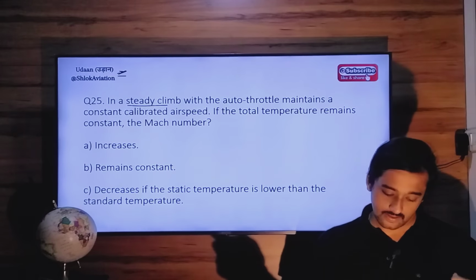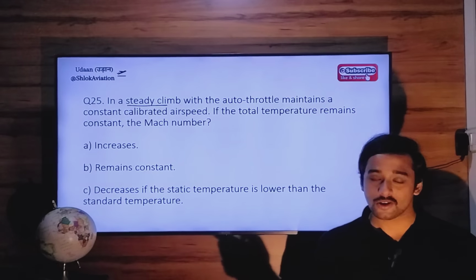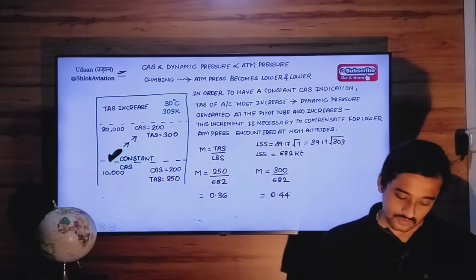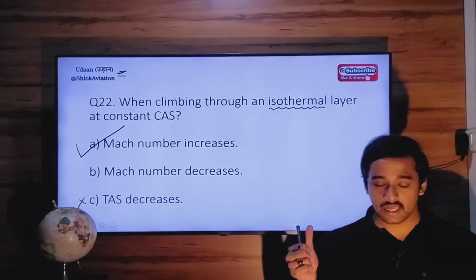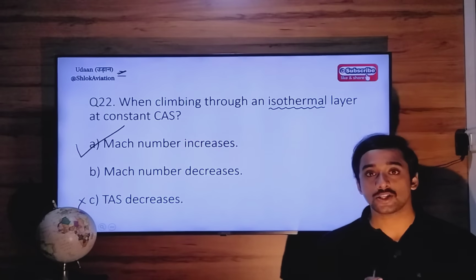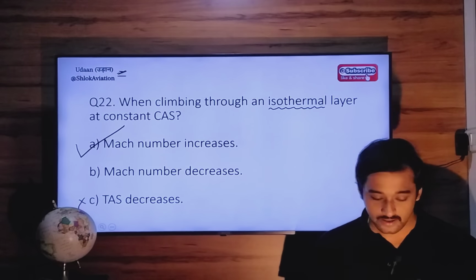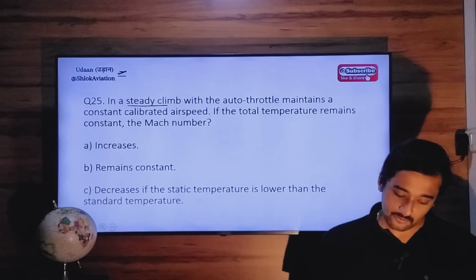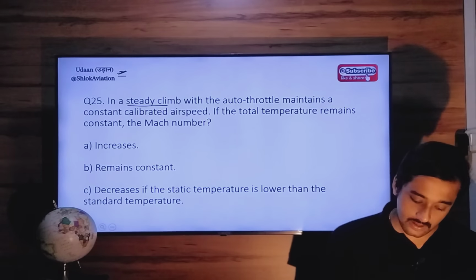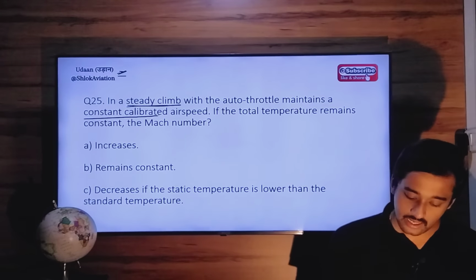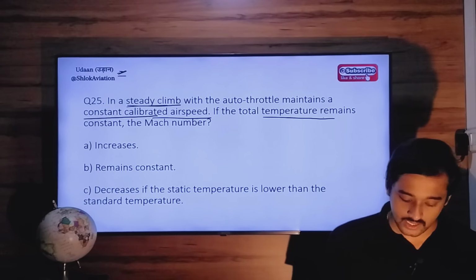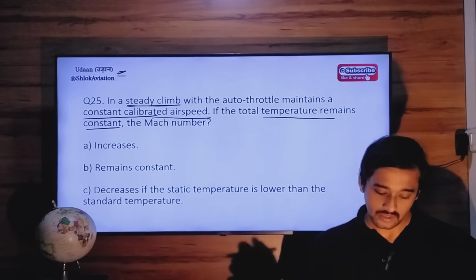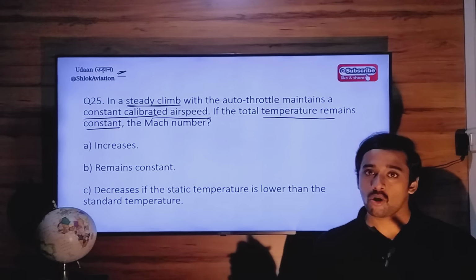Question 25. In a steady climb with the auto throttle maintaining a constant calibrated airspeed and total temperature also remaining constant, what will happen to Mach number? Now this question is similar to question number 22, where you were climbing at constant calibrated airspeed and it was mentioned that you were climbing in an isothermal layer. In this new question, again you're climbing at constant calibrated airspeed and temperature remains constant. That means indirectly they are telling you you're flying in an isothermal layer. So what will happen to Mach number?